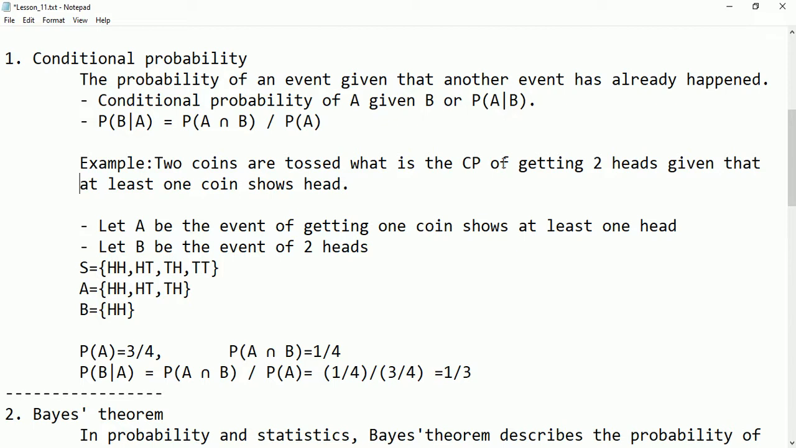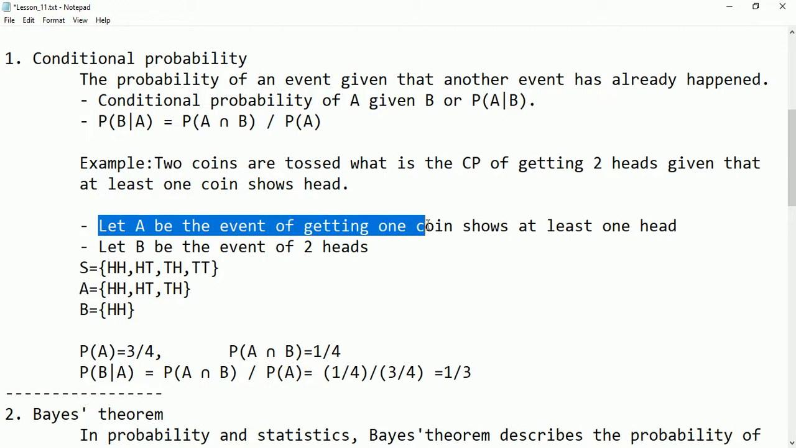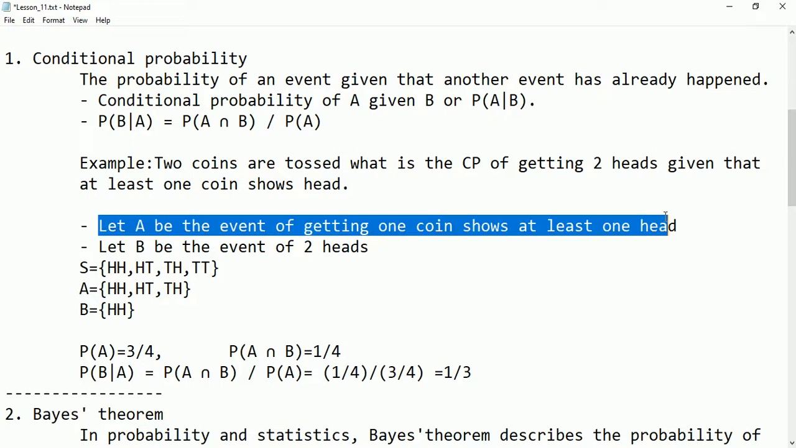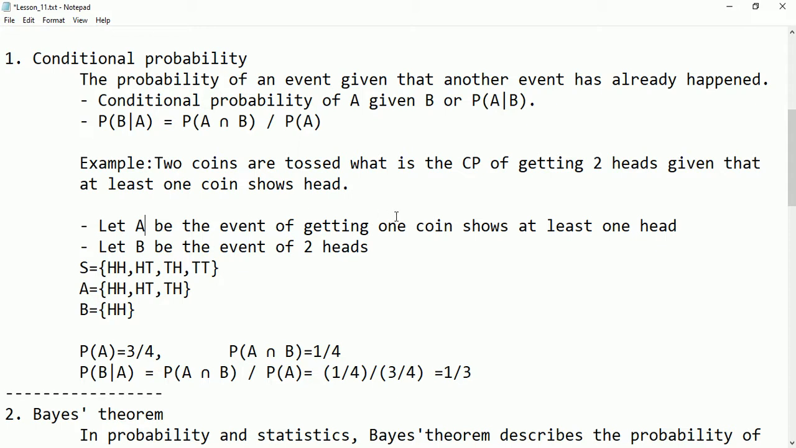Okay, for example, two coins are tossed. What is the conditional probability of getting two heads, given that at least one coin is showing head? So here, let A be the event that at least one coin shows a head, and B is the event of getting two heads.